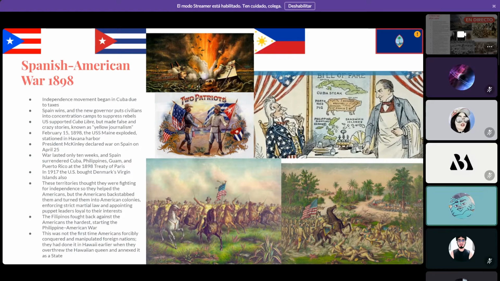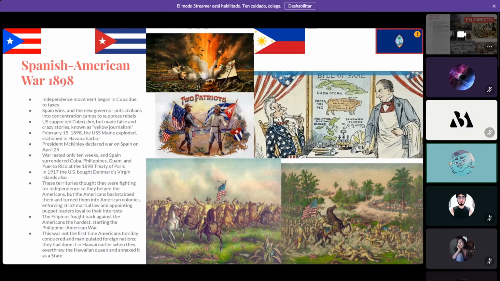So in 1898 the USS Maine exploded, which was a battleship that was owned by the U.S. It was stationed in Havana Harbor. The president declared war on Spain, and then the United States won. The bottom left here is Theodore Roosevelt invading San Juan. And then on the right here, I don't think it's Theodore Roosevelt, but it's another U.S. Army in the Philippines.